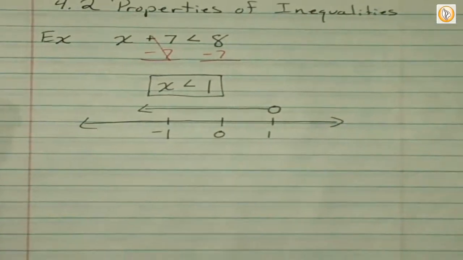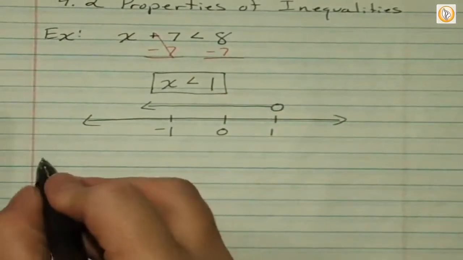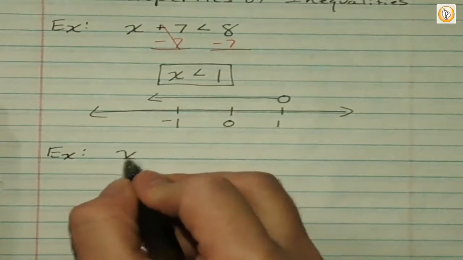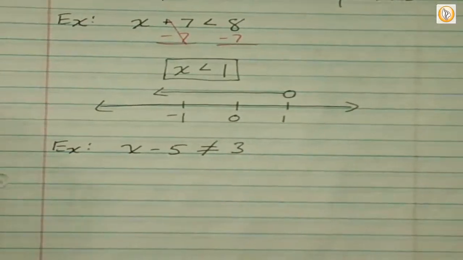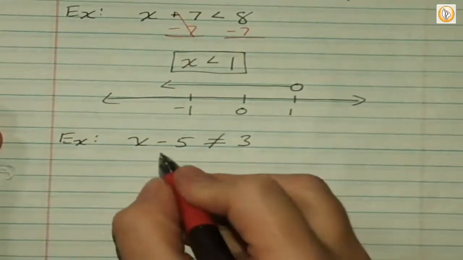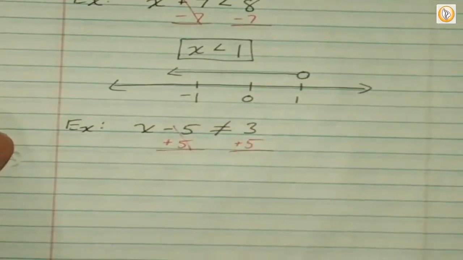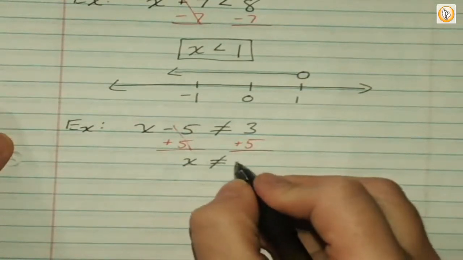All right. Any questions? All right, let's do another. X minus 5 does not equal 3. Emily, solve for X. You add 5 on both sides. Very good. And I get X does not equal what? 8.